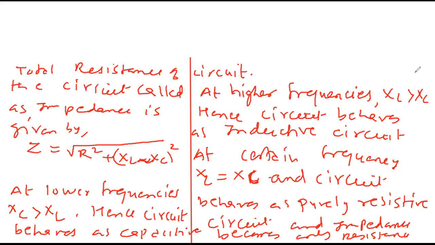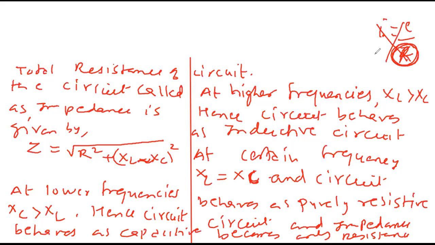So the formula for I is E upon Z. Z becomes only R, so the denominator becomes least, current becomes maximum. This condition is called series resonance, where Z becomes R and current becomes maximum.